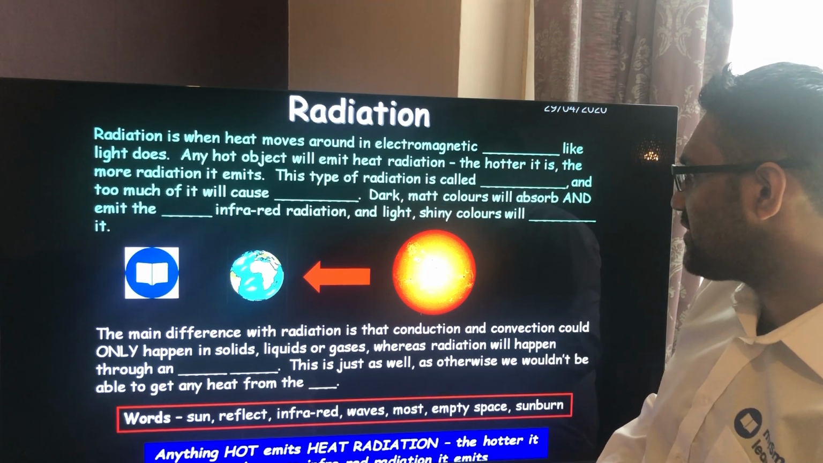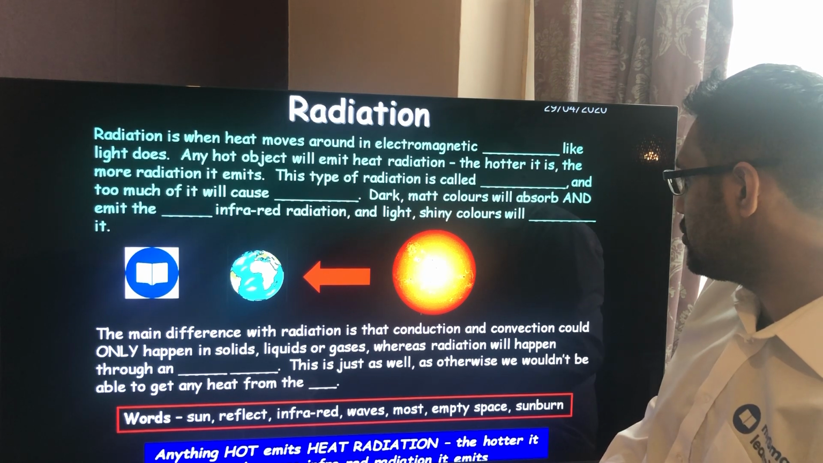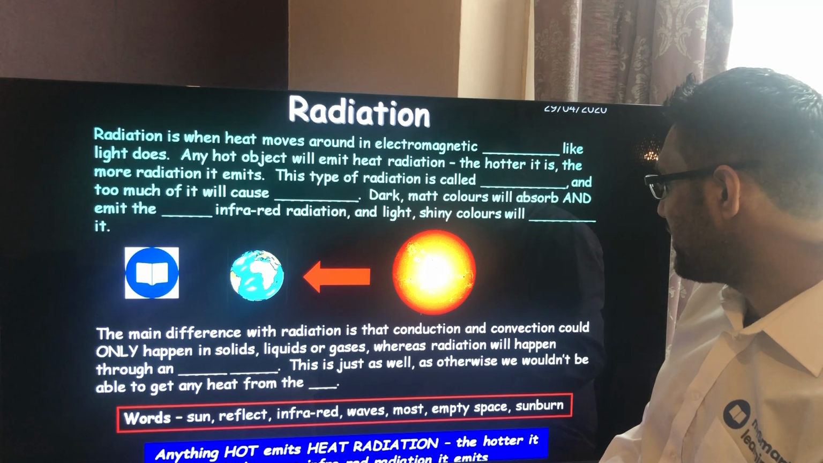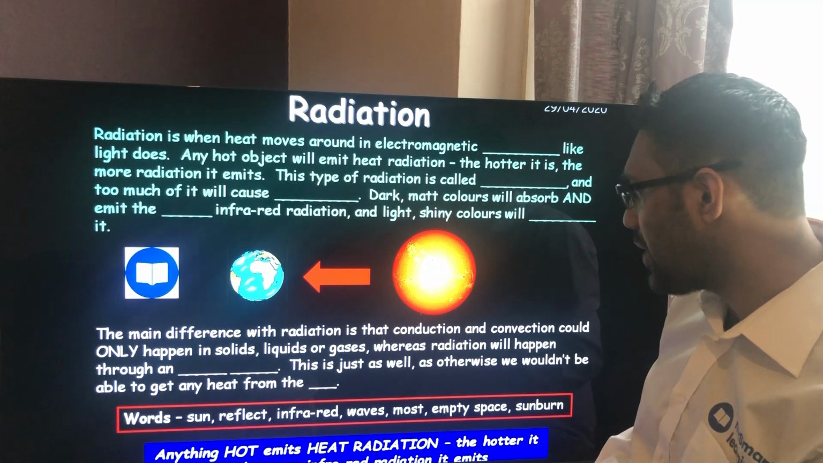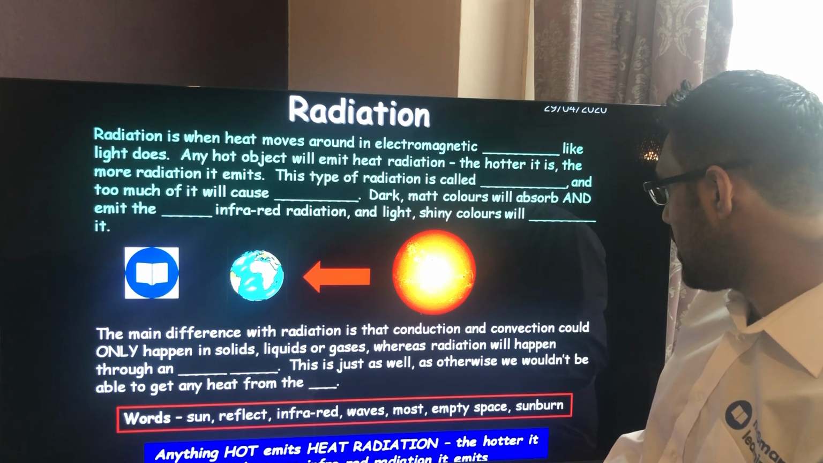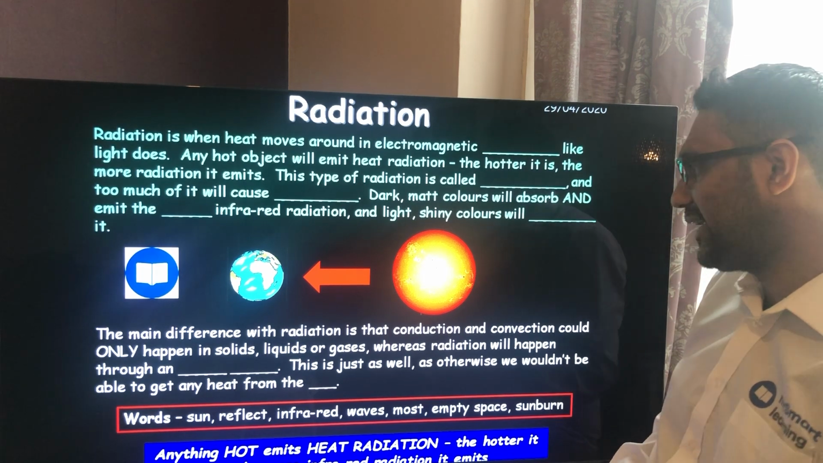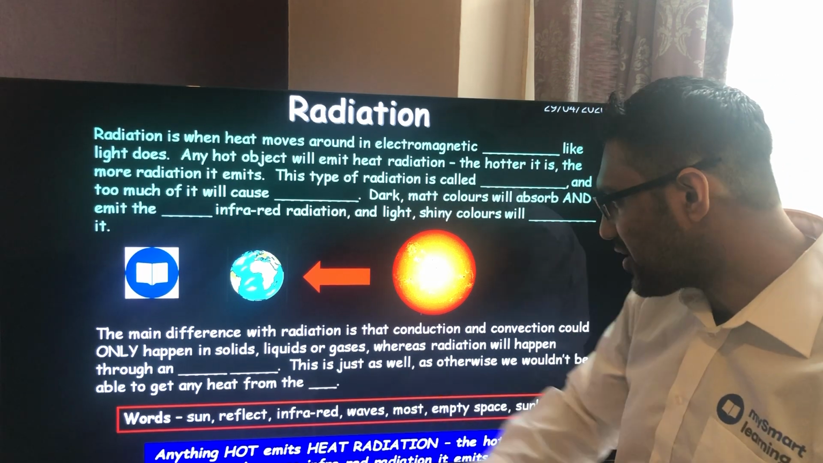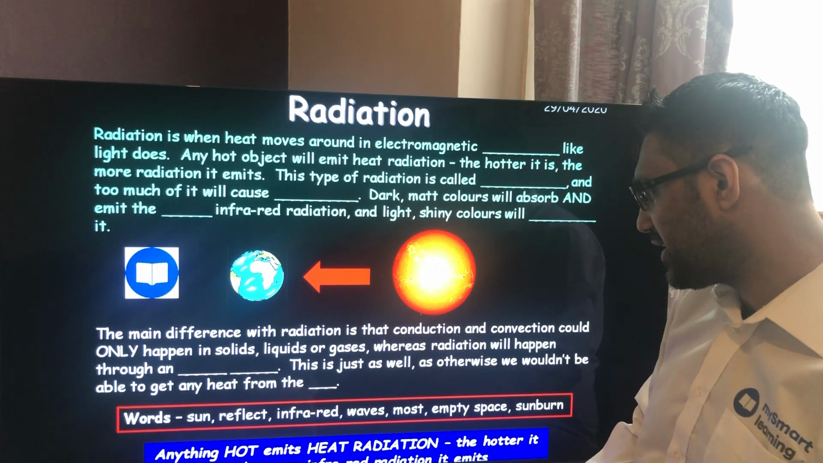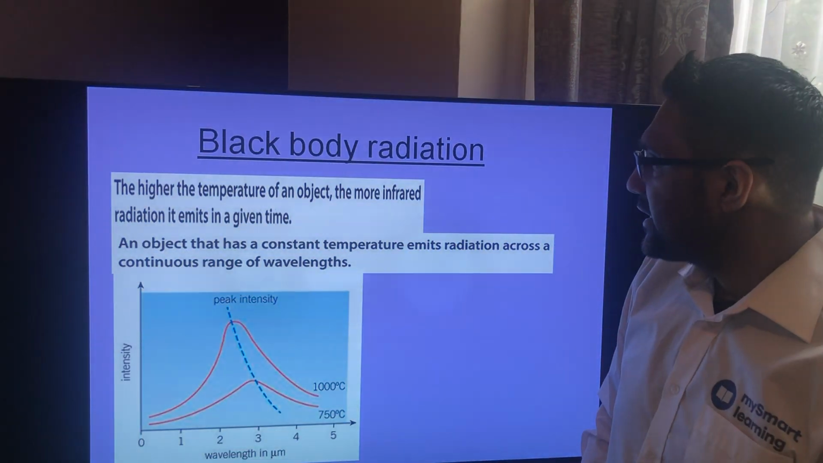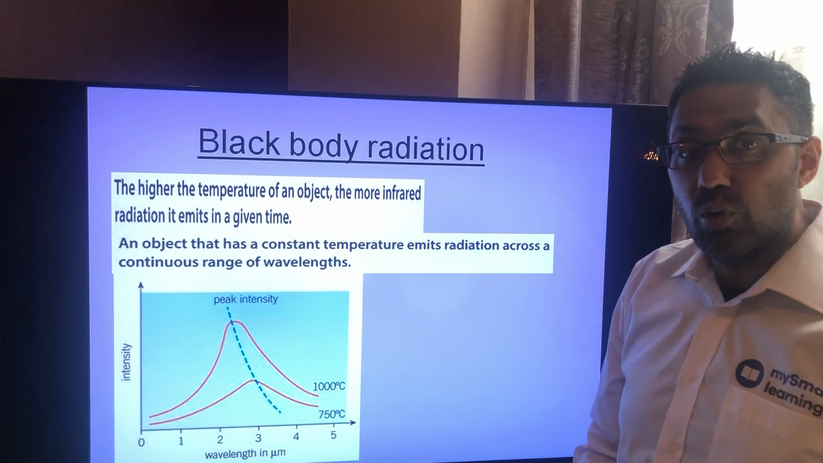Okay, the main difference with radiation is that conduction and convection could only happen in solids, liquids or gases, whereas radiation will happen through an empty space. This is just as well, as otherwise we wouldn't be able to get any heat from the sun. And this is going to link in, so anything hot emits heat radiation. The hotter it is, the more infrared radiation it emits. This is going to take us on to global warming.